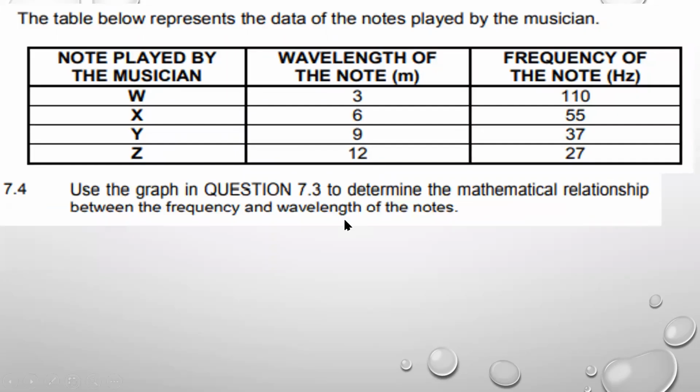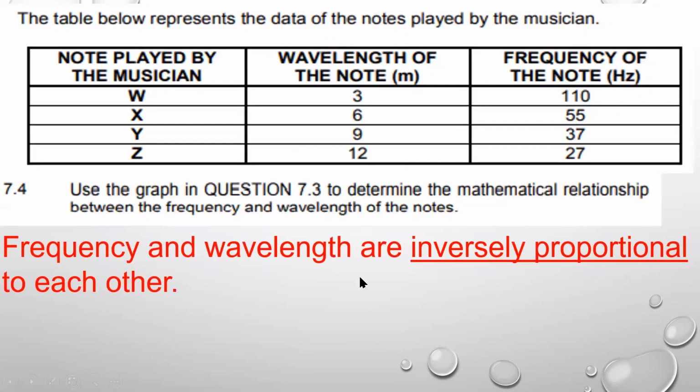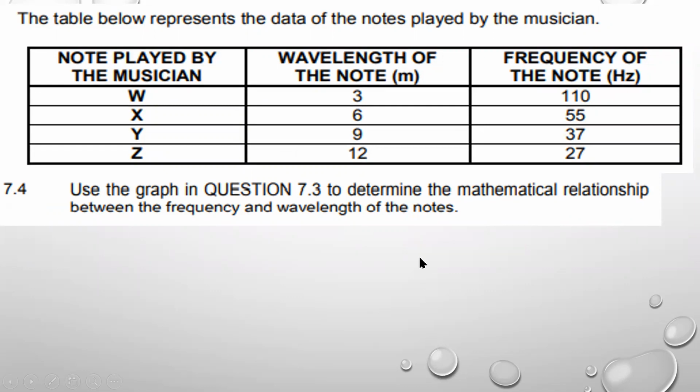Next one, they ask why, from the graph. What can we say? Frequency and wavelength are inversely proportional to each other. If one increases, the other one decreases. I hope this one is the graph.